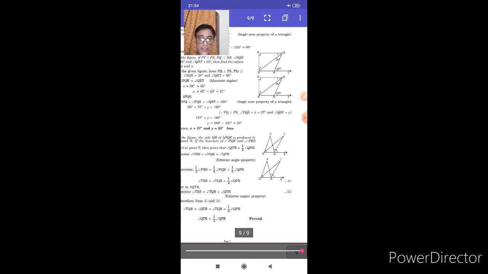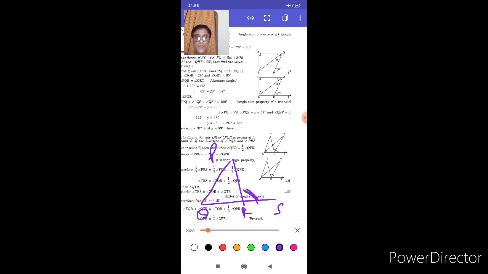If you see here, exterior angle PRS, in QRS, this one is the exterior angle. The exterior angle PRS equals what? By exterior angle property, angle PQR plus angle QPR, this angle plus this angle, it is written here by exterior angle property. Angle PQR plus QPR by angle sum property.